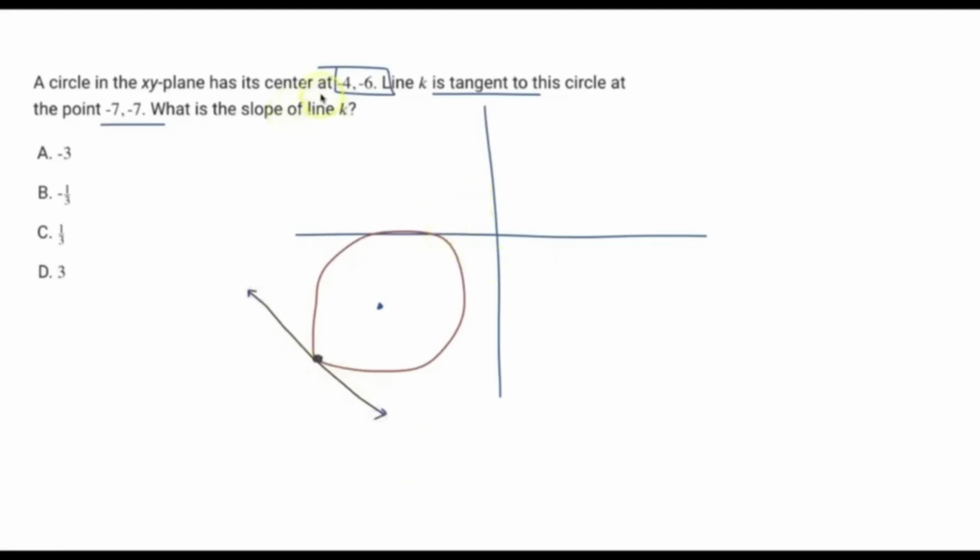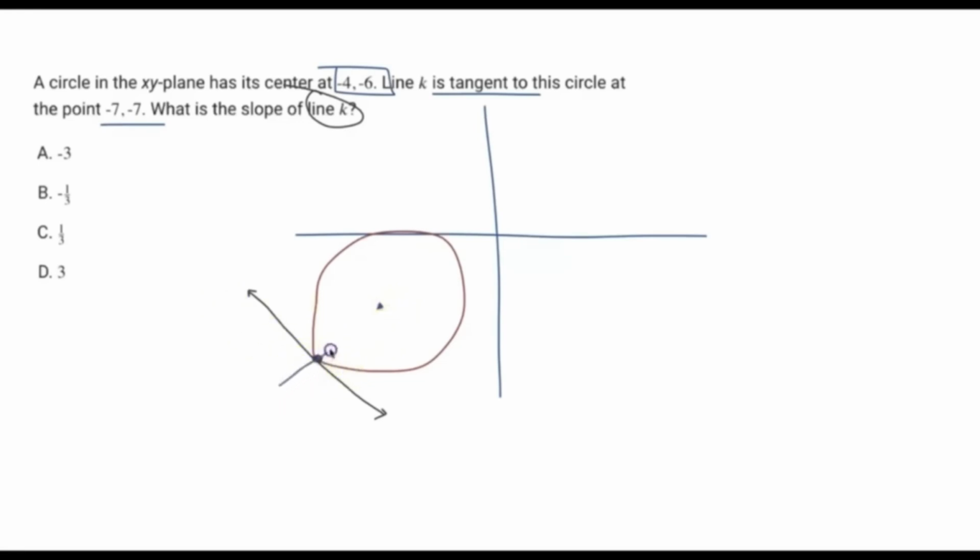So it'll go infinitely on both sides. And so we want to know the slope of this line. So the only way to determine the slope of this line is to use the information we already know. So we know 2 coordinate points, right? And these 2 coordinate points, only one of them is actually on line K. And so what we need to do here is actually find the slope of the perpendicular line to line K.